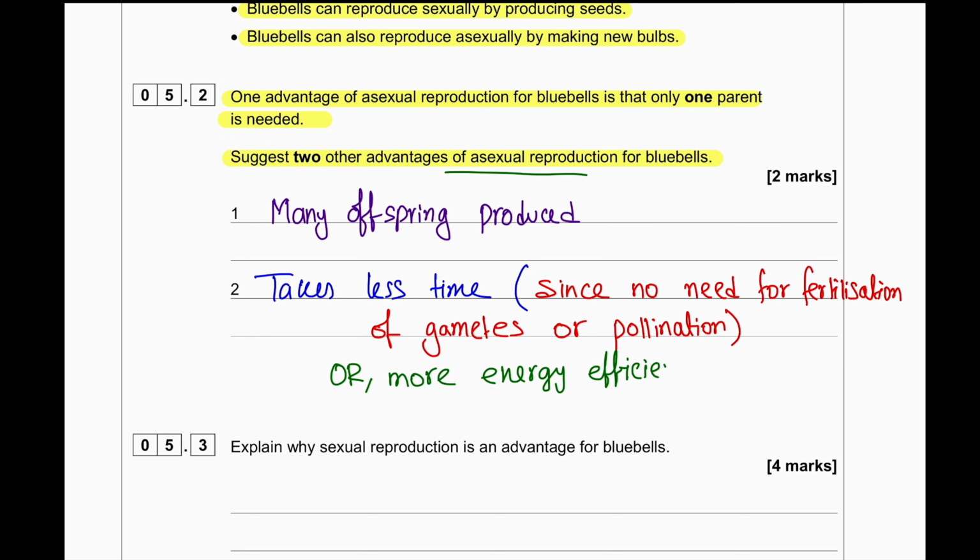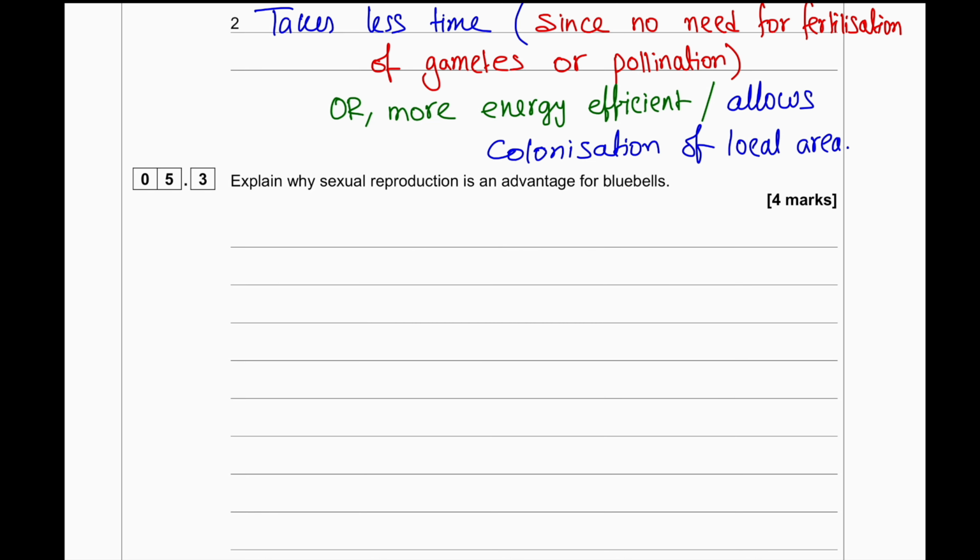There is no need for the transfer of gametes or seed dispersal, which is wasteful of energy. And then there are no wasteful flowers or pollens or seeds needed. Colonization of the local area is much easier. Explain why sexual reproduction is an advantage for bluebells.